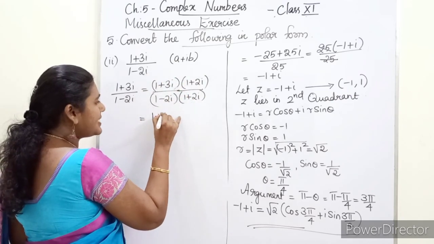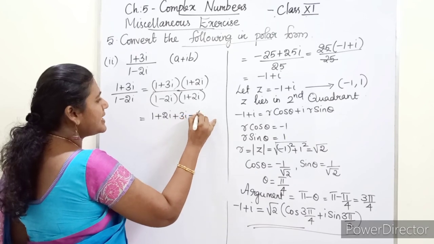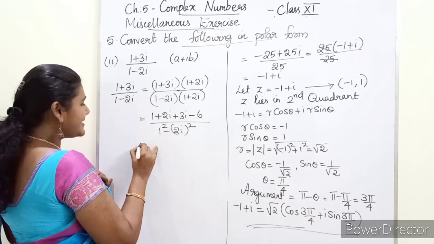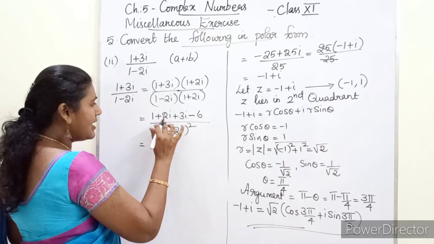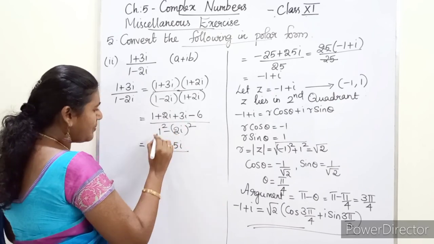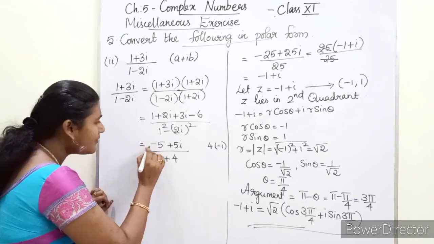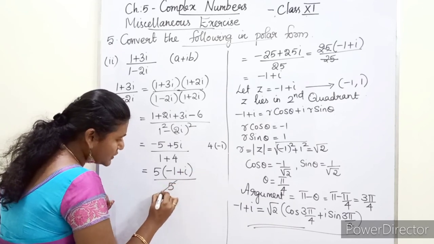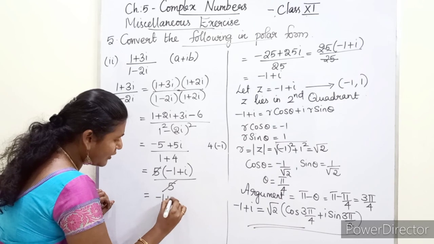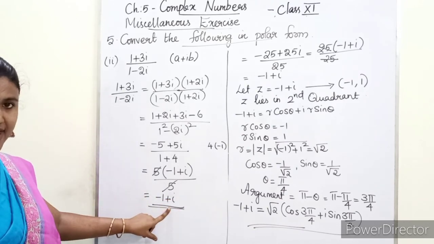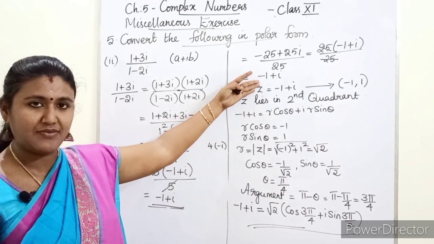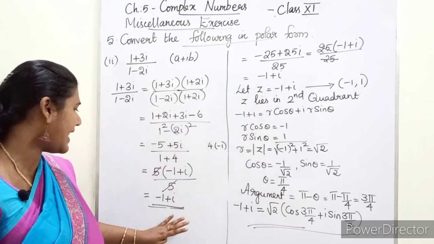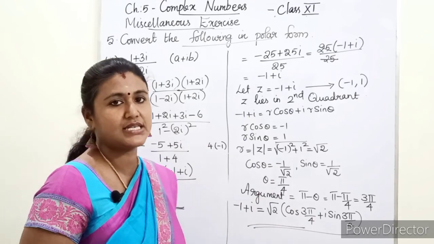Now we will multiply the numerator. So 1 into 1, 1 plus 2i plus 3i minus 6, divided by 1 square minus (2i) the whole square. Now we will simplify. 1 minus 6 is minus 5, and here you will have plus 5i, divided by 1 square is 1 plus 4. From these two we will take 5 common. So (minus 1 plus i) divided by 5. These two 5s will get cancelled and you will get the complex number as minus 1 plus i. So it is the same complex number that you got in the previous question. How to represent this in polar form we have already done.